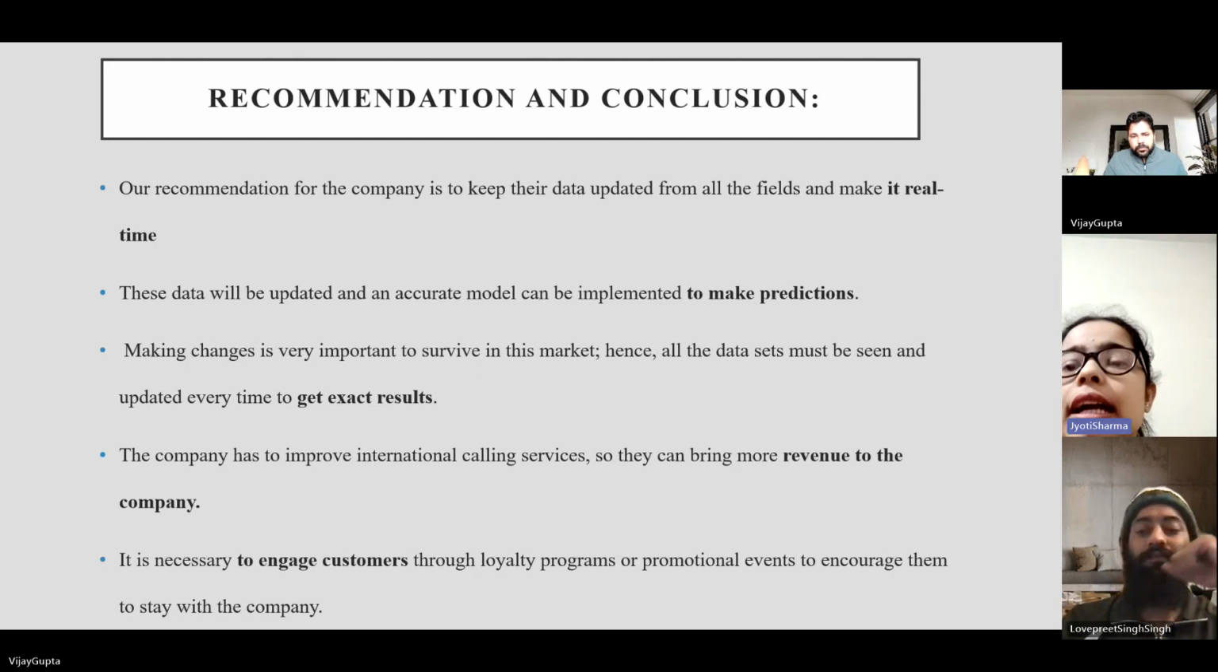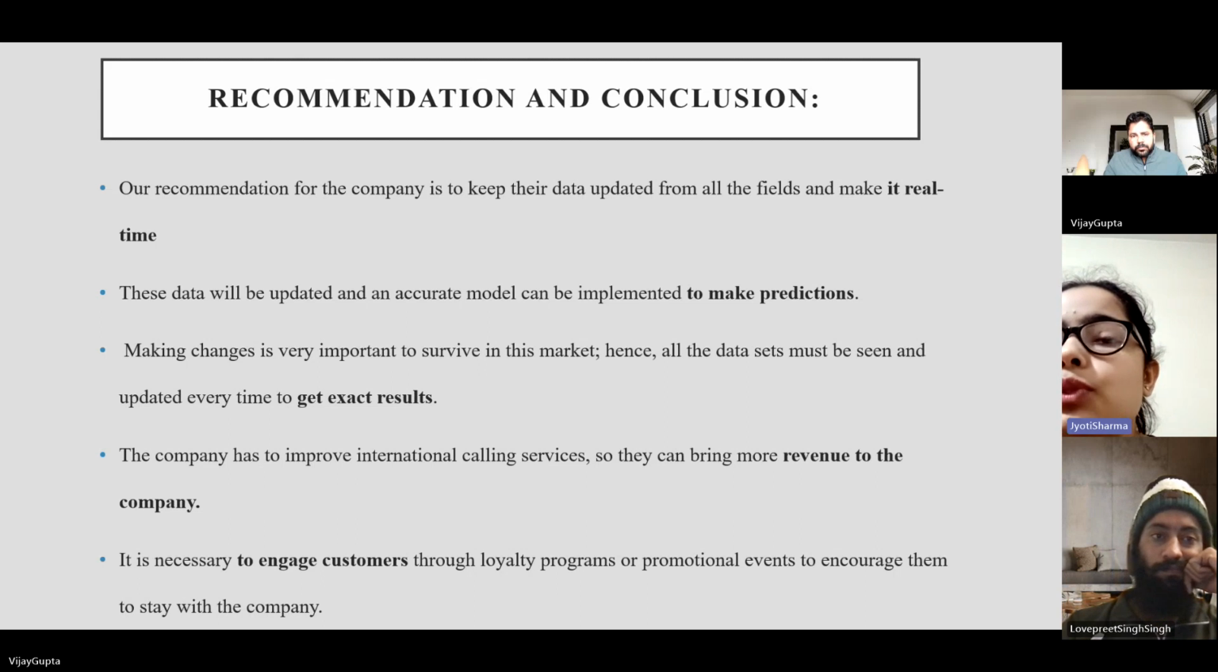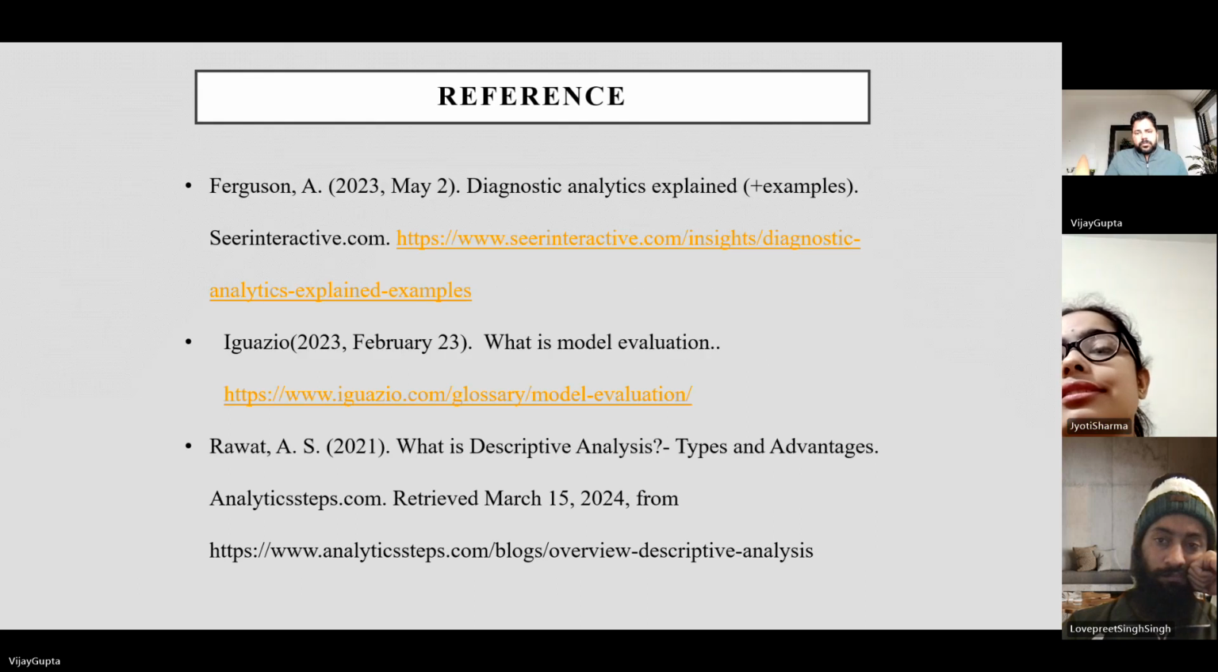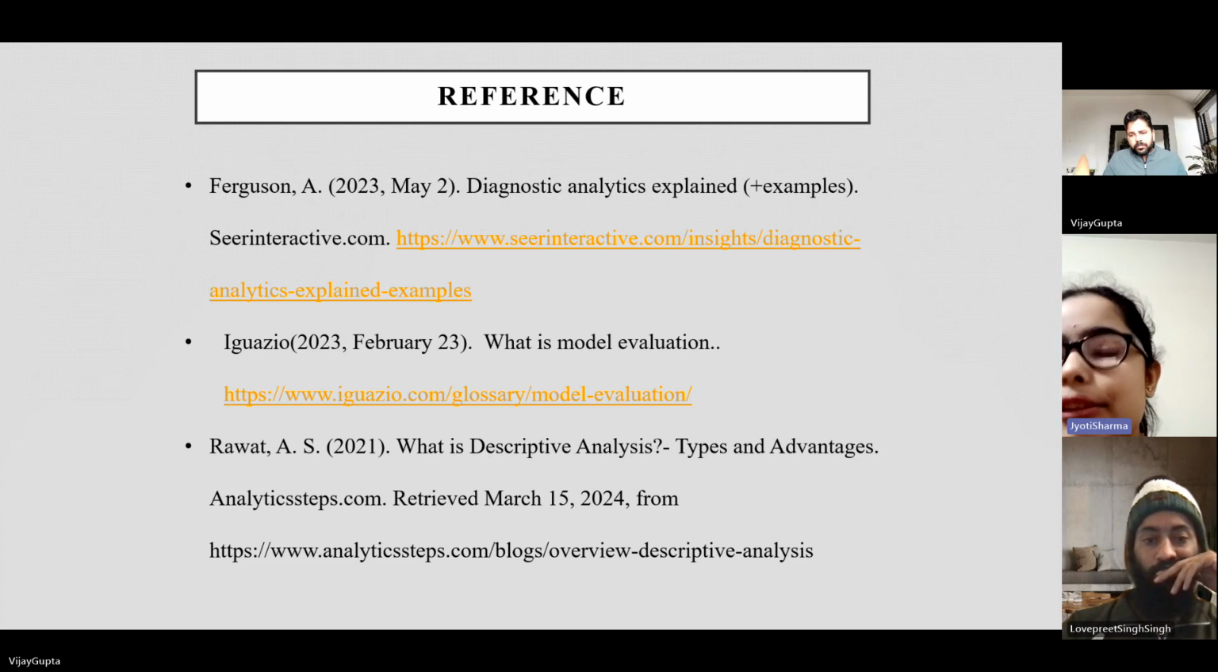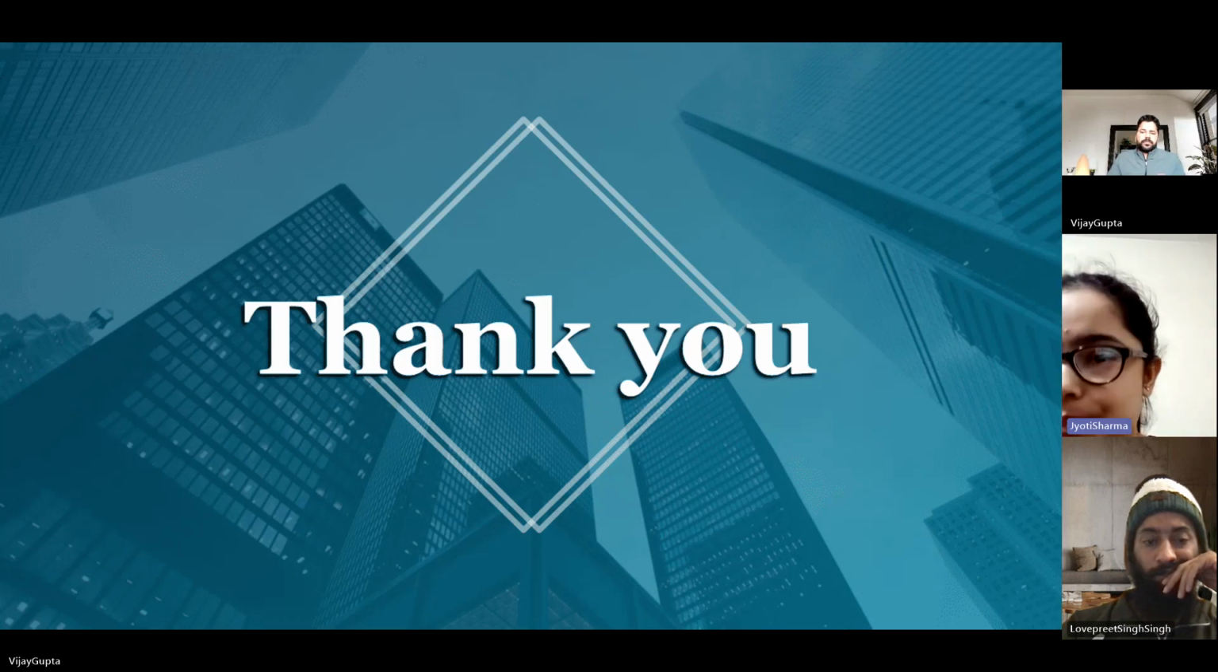Apart from this, the company can bring more revenue to their organization or department by improving international calling service. Last but not least, it is necessary to engage customers through loyalty programs or promotional events, which is helpful to encourage them to stay with the company. The last slide will discuss the references. From these references, we collected our data. So, thank you. That's it from our group.